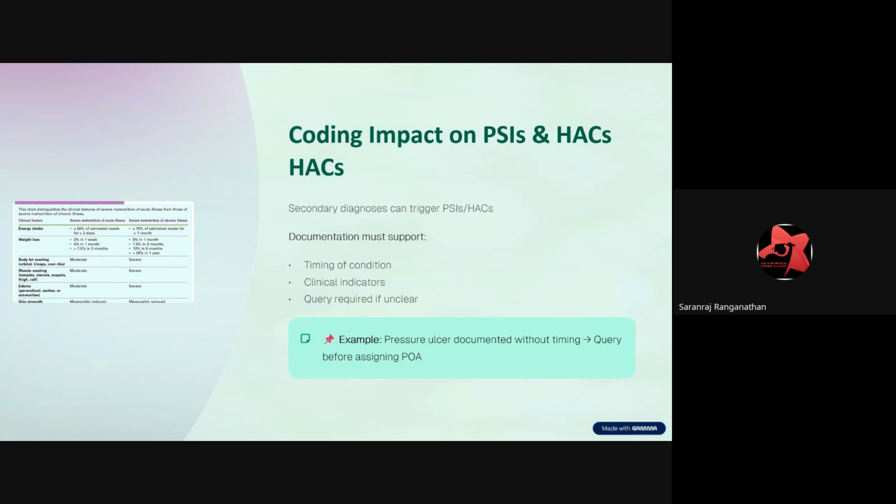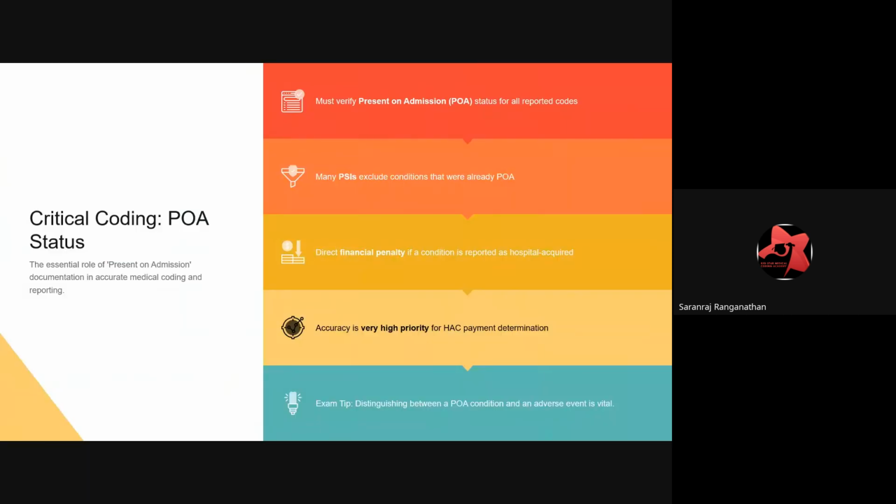So in what situation am I going to use it? It may depend on the timing of the condition, and based on the clinical indicators, at what time the condition is acquired. Based on that, we may end up with the secondary diagnosis. For that secondary diagnosis, we may use the PSI indicator, or we may indicate hospital acquired conditions. Then critical coding of POA status: present on admission documentation and accurate medical coding and reporting.